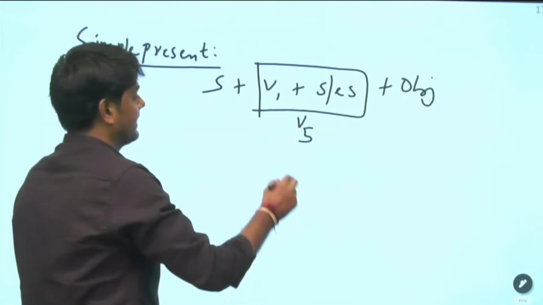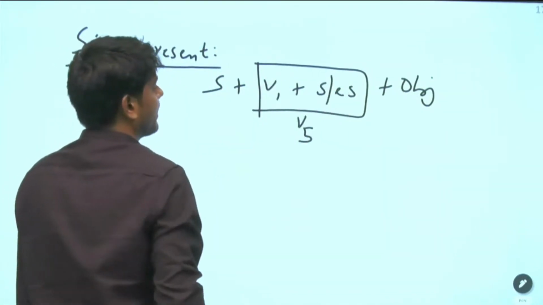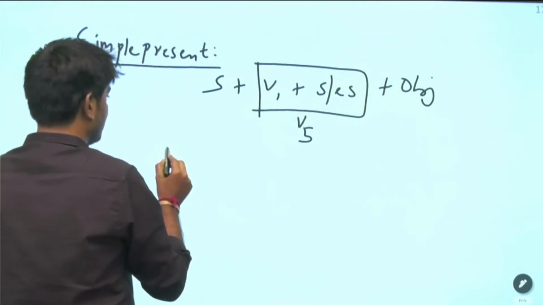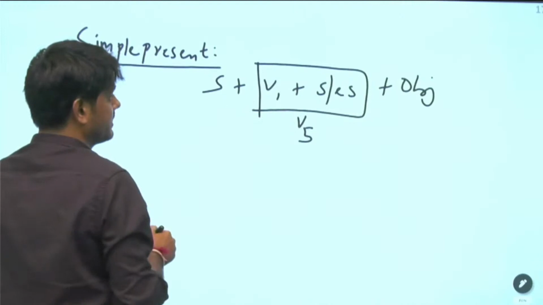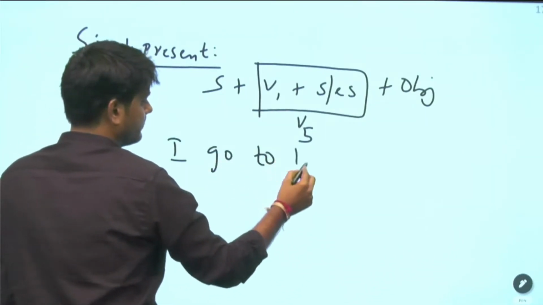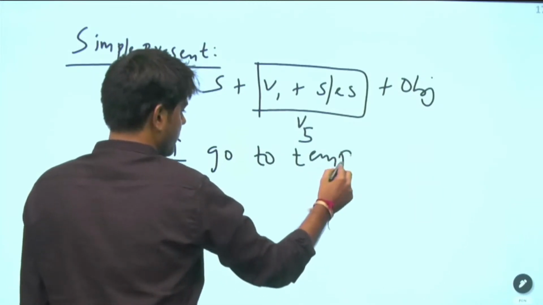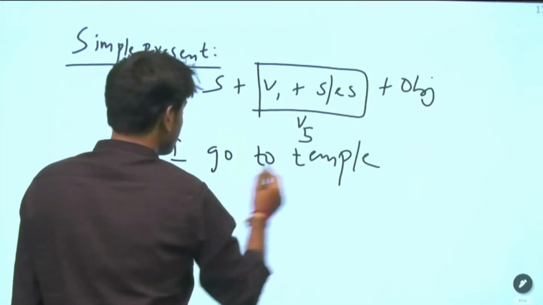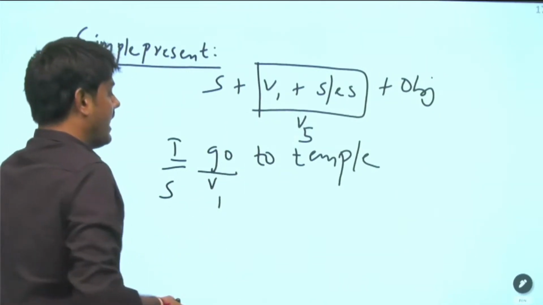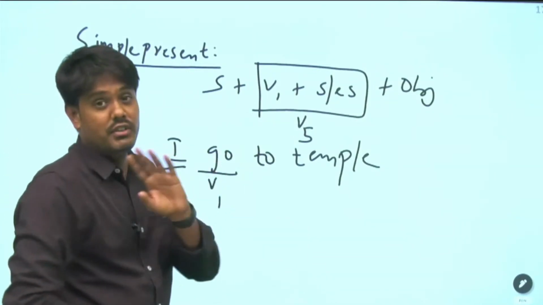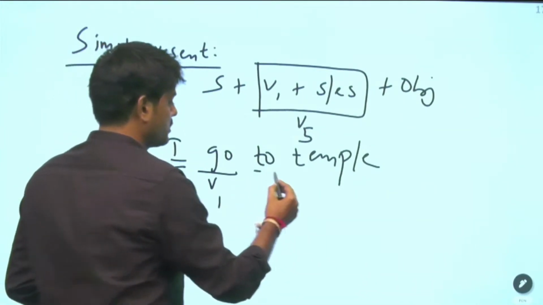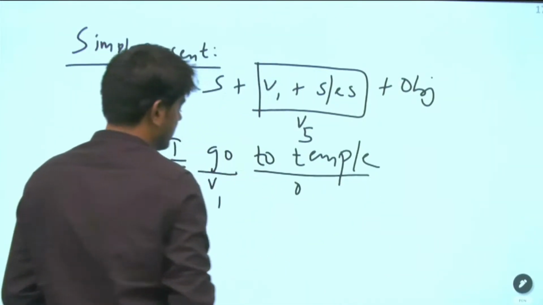Subject plus V5 plus object. Let us take some examples on this. On each subject I will explain. So, I go to temple. I is a subject, go is V1, and for this I we should not use any S or ES form. And to temple is object.